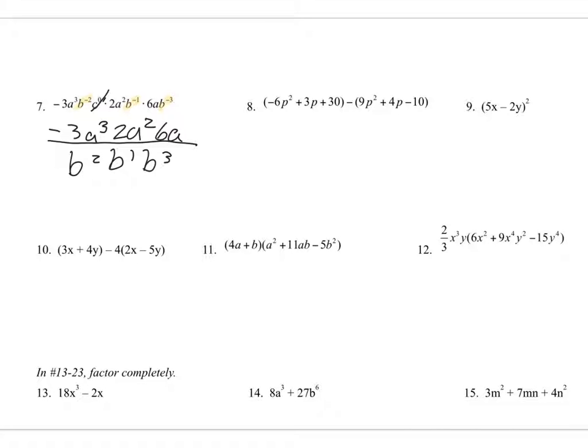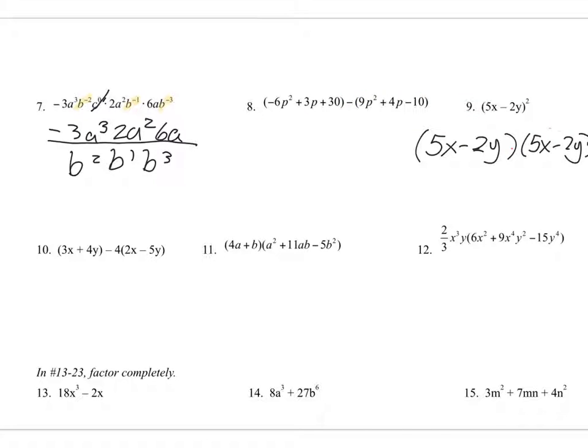Take a look at number 8. When I look at number 8, I have to pay attention that there is a subtraction sign in here. So what I'm going to do is I need to rewrite this. This will be negative 6p squared plus 3p plus 30. And what I do is I need to rewrite and distribute this negative throughout the parentheses. So this will be plus, okay, negative 9p squared minus 4p plus 10. Now go through and combine like terms. See what you get.